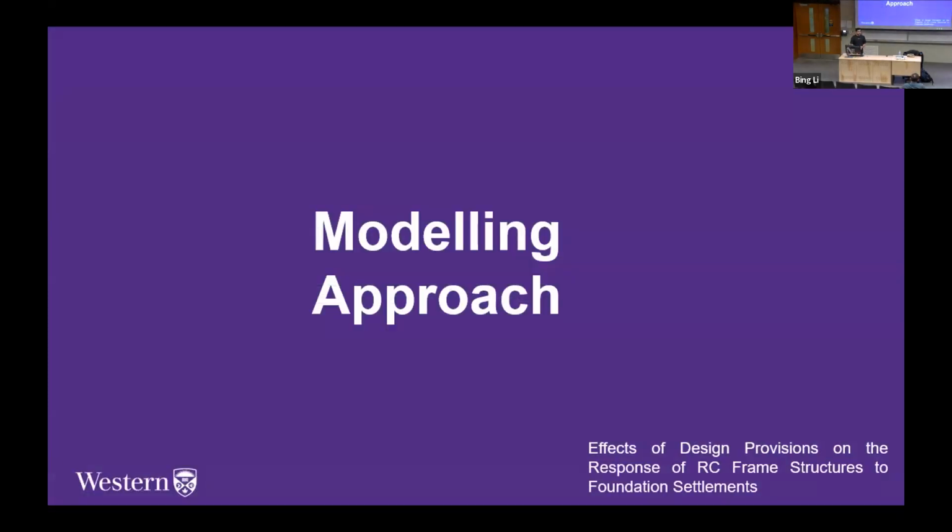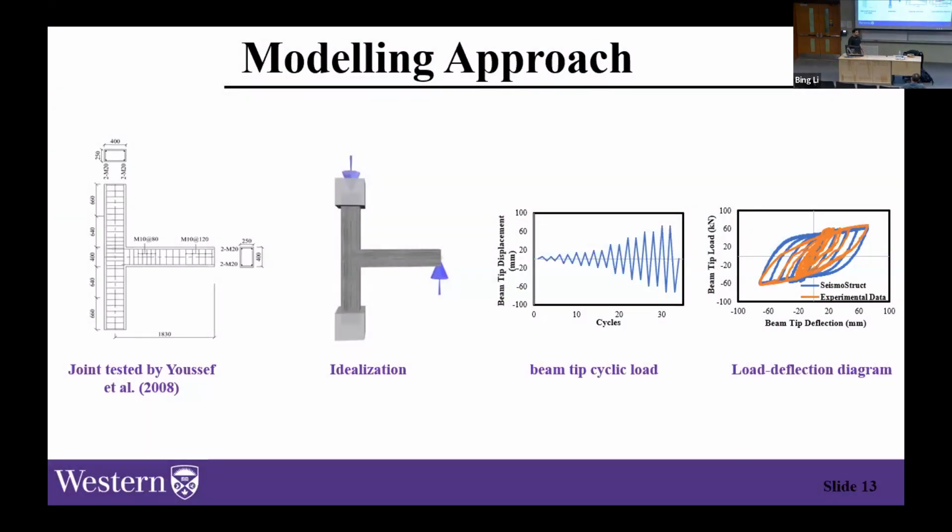So in order for us to achieve our objectives today, we use something called Seismostruct. Seismostruct is a finite element software that uses a fiber element approach. So what it does basically is that it includes the distributed plasticity within the elements, and it accounts for the material nonlinearity and geometric nonlinearity. And for us to check and make sure that it's going to suit our needs, we first validated the results from Seismostruct against a beam that was cast here by Dr. Youssef and his research group in 2008.